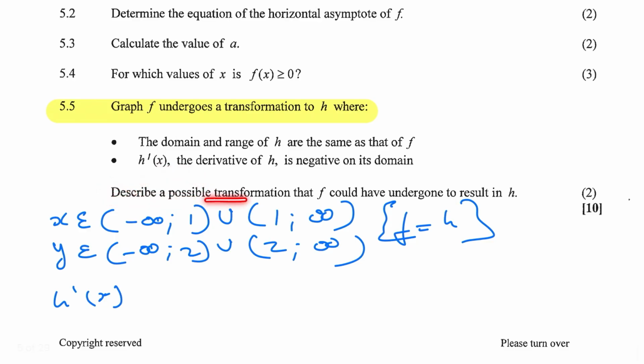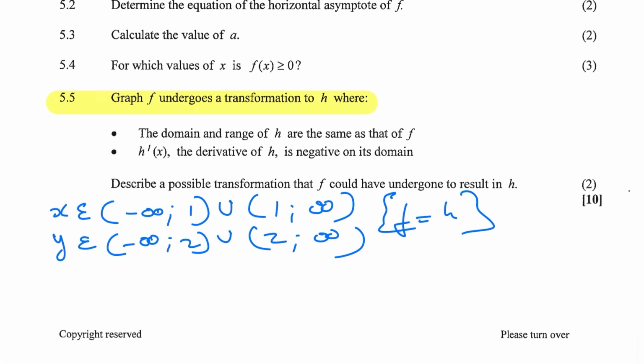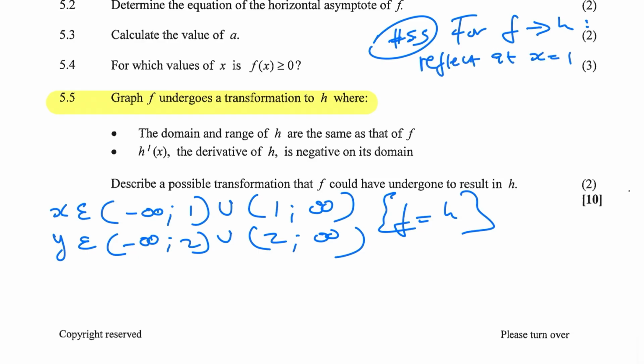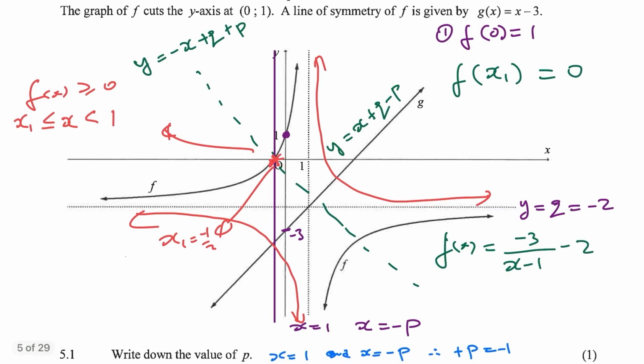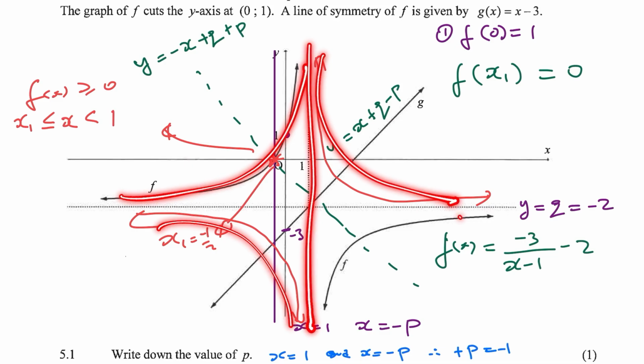So what's the question? Describe a possible transformation that f could have undergone to result in h. So a possible transformation here really is what I just told you: for f to transform to h, you have to reflect at x equal to 1, at the vertical asymptote. It has to reflect at the vertical asymptote, therefore becoming a mirror image of each other.